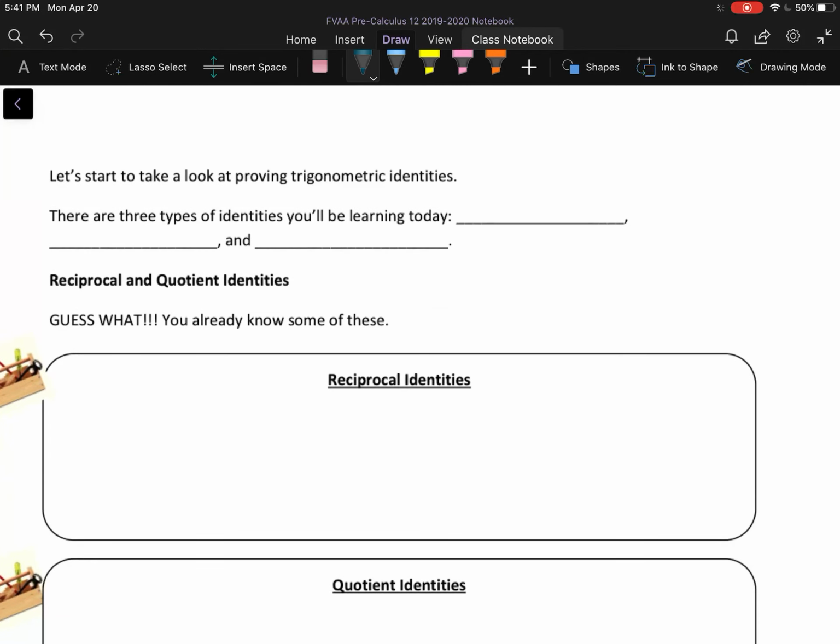So let's start by taking a look at proving trigonometric identities. There are 3 types of identities you'll be learning about today. There are the reciprocal identities, the quotient identities, and the Pythagorean identities. Let's start with the reciprocal and quotient identities.